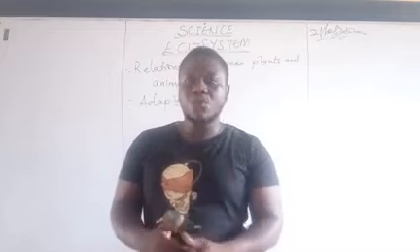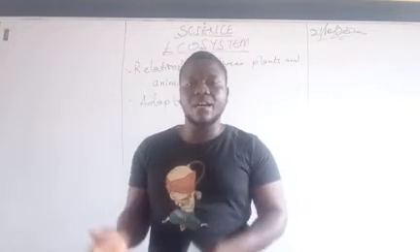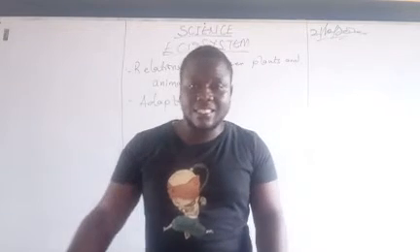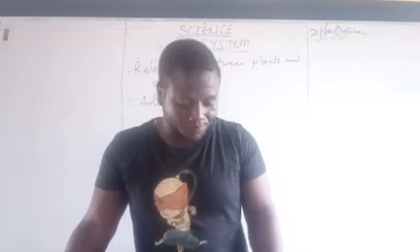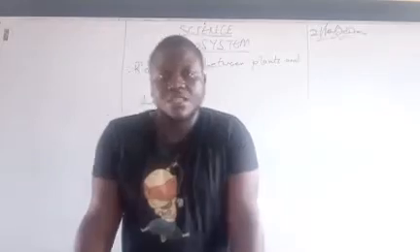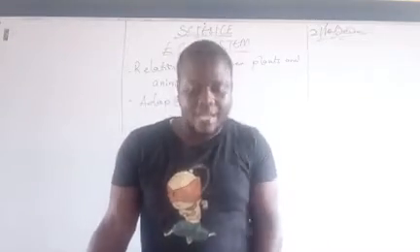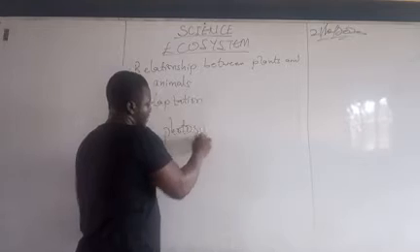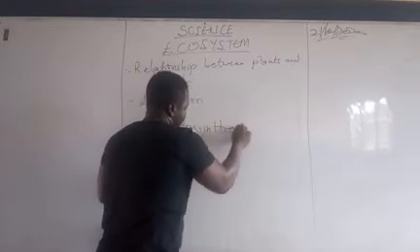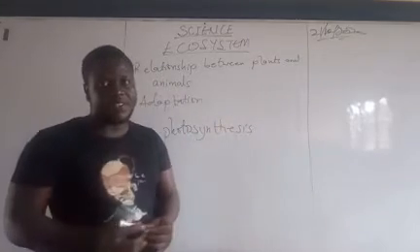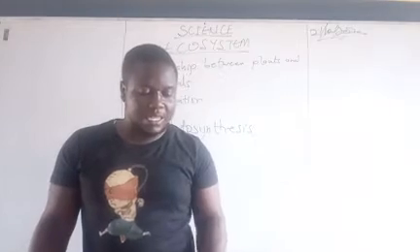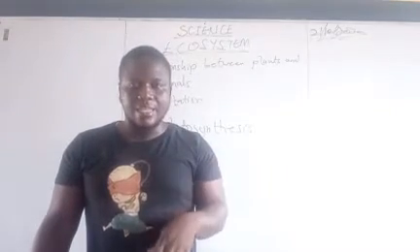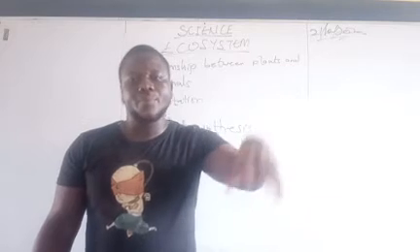Now let's see, how do animals depend on plants for survival? First things first, without plants, animals will die. Yes, because plants manufacture their own food by a process called photosynthesis. Plants manufacture their own food by a process called photosynthesis, and once they are able to manufacture the food, then the animals will go and feed on the plants.